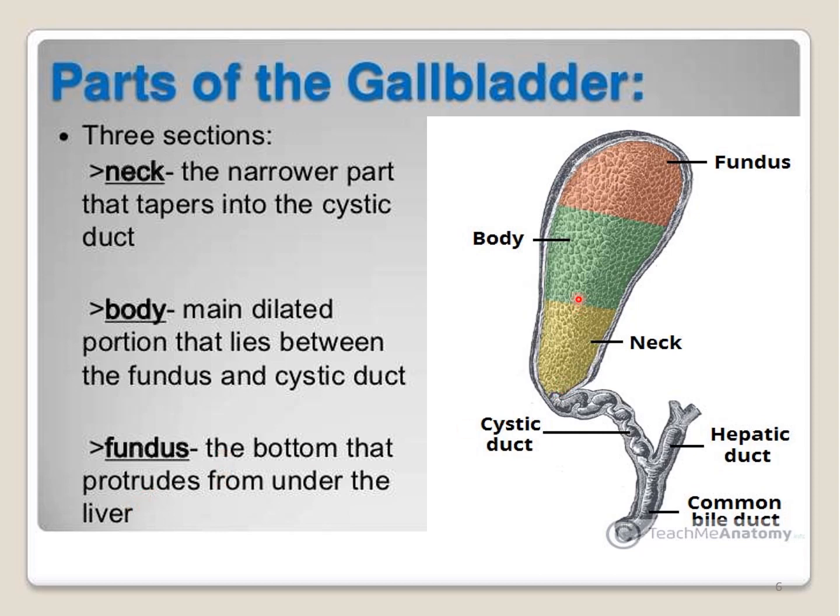Here you can see the 3 parts of gallbladder. This is the bottom of gallbladder, that is fundus. This is the middle main dilated portion named as body. It is between fundus and the neck portion. The neck is the narrower part of gallbladder and that tapers or terminates into cystic duct.